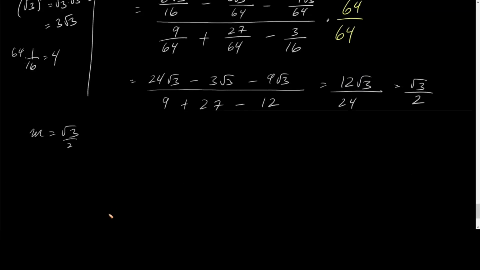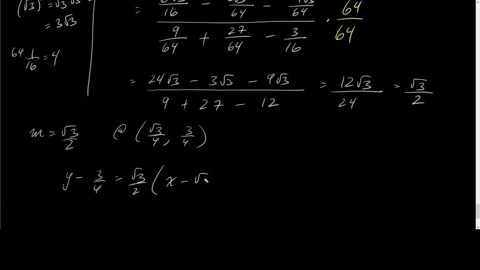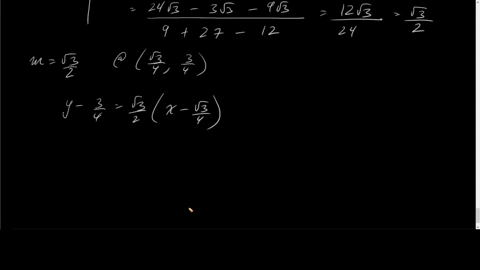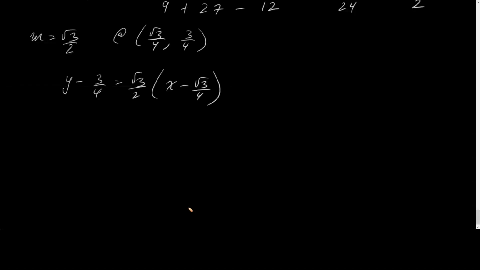And if you recall, what we were looking for here is the equation of the tangent line at the point radical 3/4, comma 3/4. So now we're going to say y minus y sub 1 is equal to m times x minus x sub 1, right? And there I'm just applying the point slope formula. And at that point, if I distribute those things correctly, well, what do I end up with?